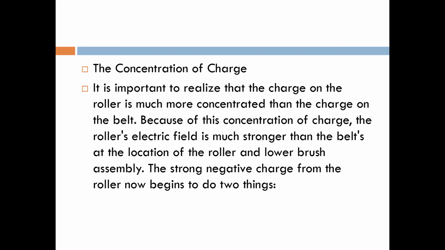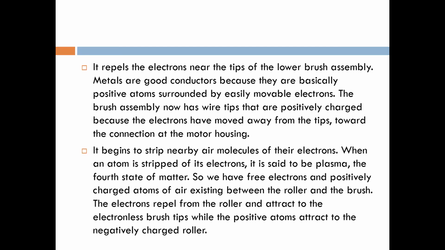The strong negative charge from the roller now begins to do two things. Why is it negative? Because it is made up of silicon. First, it repels the electrons near the tips of the lower brush assembly. Why are the electrons repelled? Because like charges repel each other and unlike charges attract each other. What is on the silicon tape or the roller? There is a negative charge.